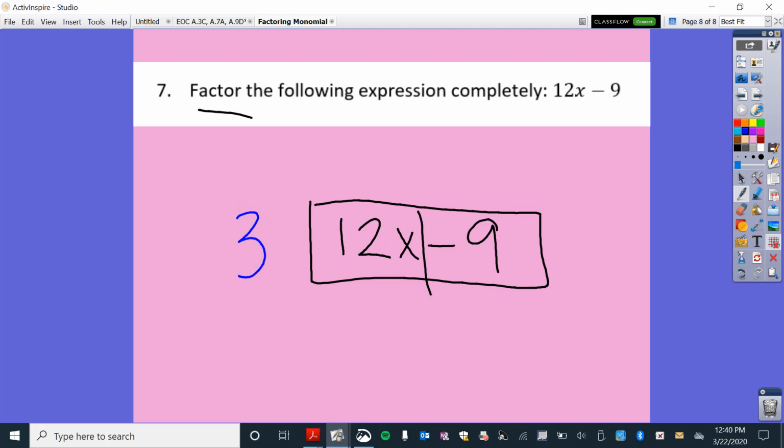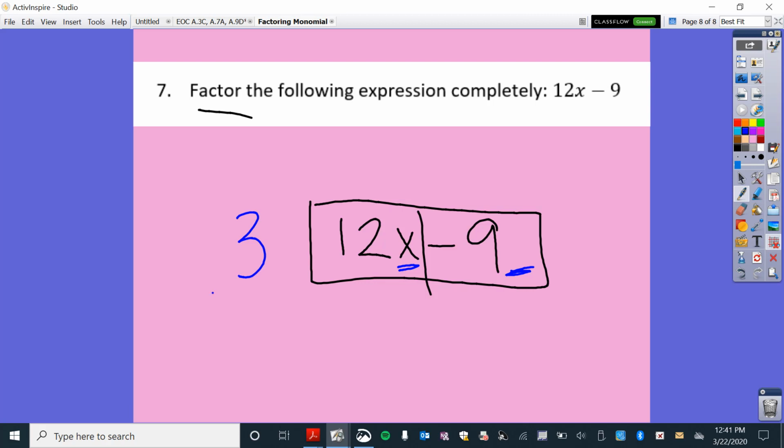The 3. Now, here's an x, does this box have an x? No, so can we write it in front? No. Okay, so our GCF would only be a 3 here. They both have to have the variable for you to be able to write it. So now we're going to figure out the top.